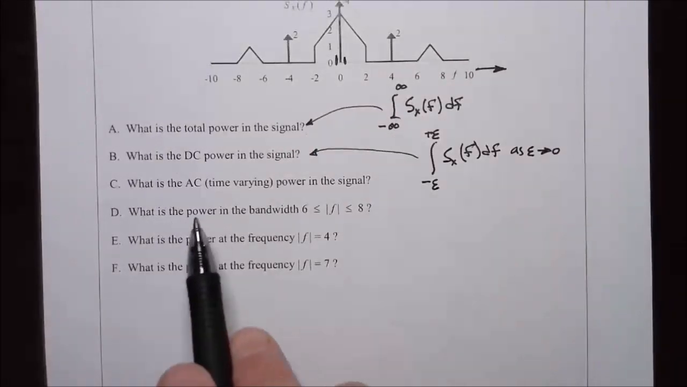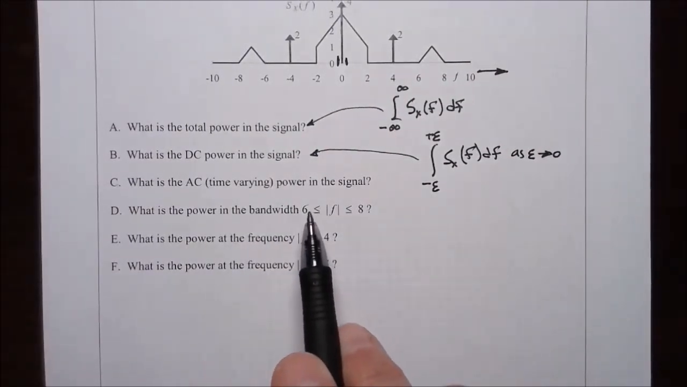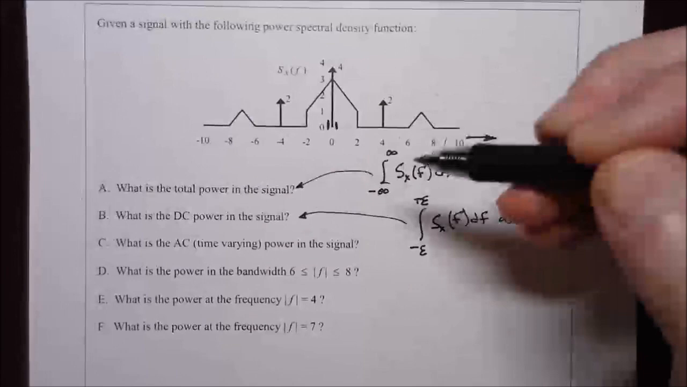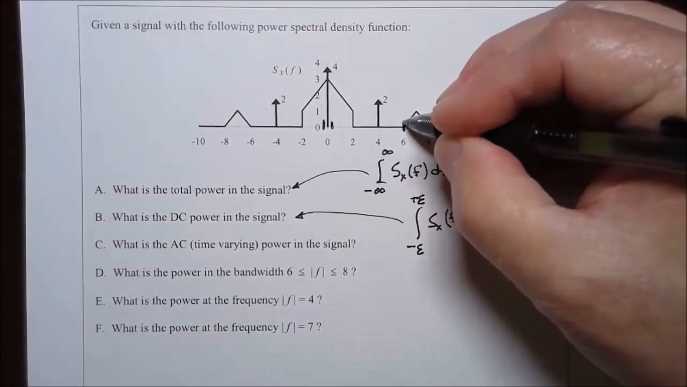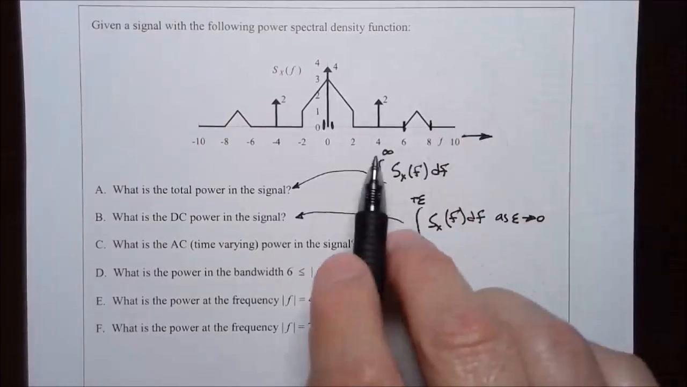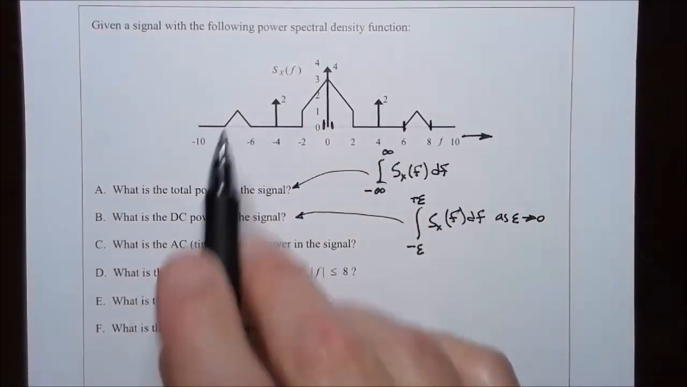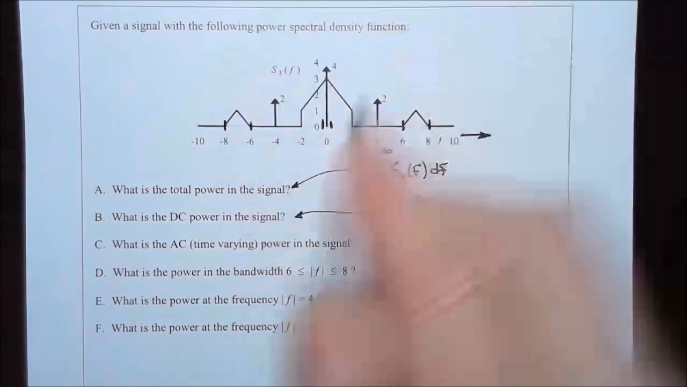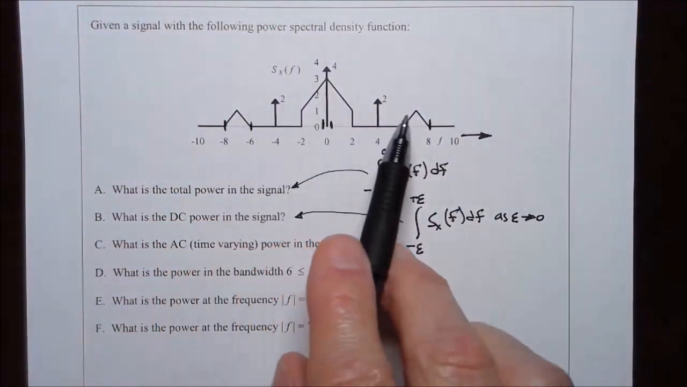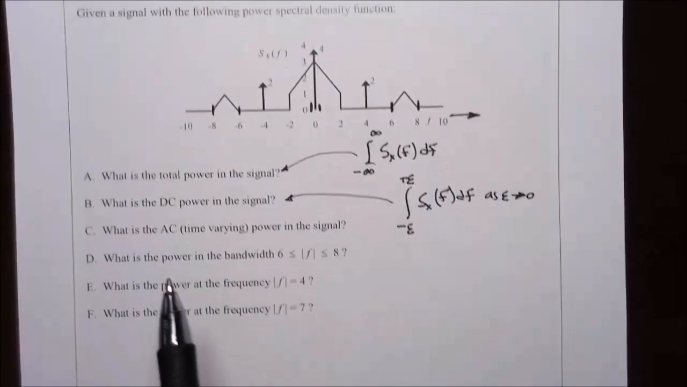What is the power in the bandwidth between 6 and 8 hertz? Well, you're integrating the area between 6 and 8 hertz, but don't forget you've got the corresponding area between minus 6 and minus 8 as well. So that's simply the area under these two little triangles.